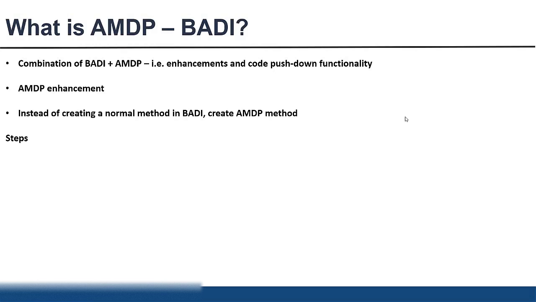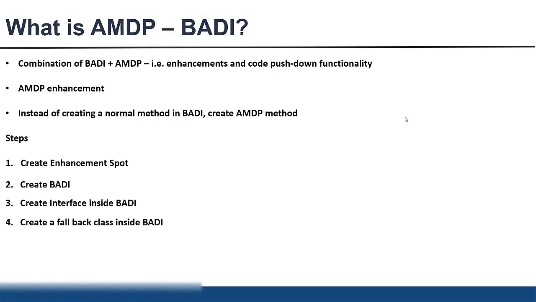So what are the steps to create AMDP BADI? First step is you need to create an enhancement spot, that is through SE20 transaction. The next step is you create a BADI under the enhancement spot. Third step is you create an interface in that BADI, and within that interface you define your AMDP method.